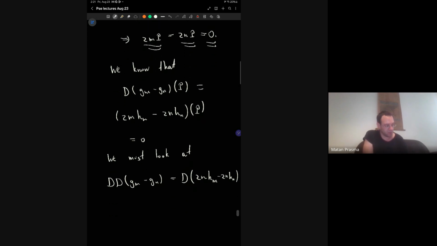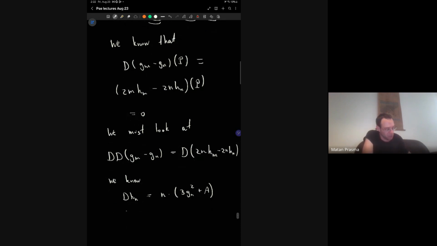Now, we know, this is another calculation we did when we talked about derivations, that if I do the derivation of hn, I get n times 3gn squared plus a. And obviously the same goes for m, right? hm is m times 3gm squared plus a.